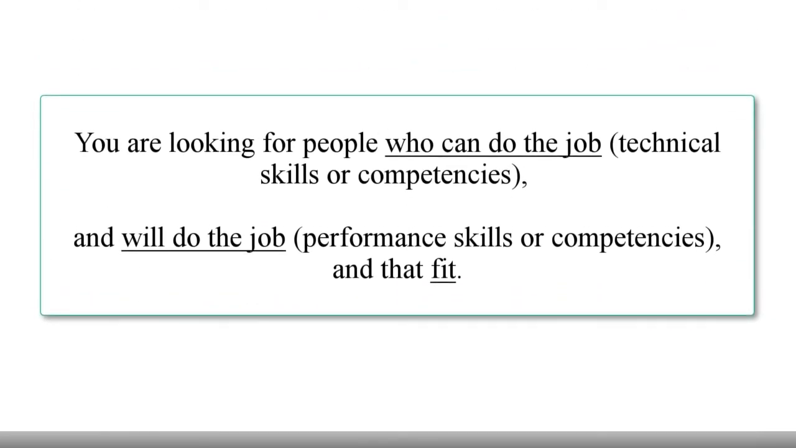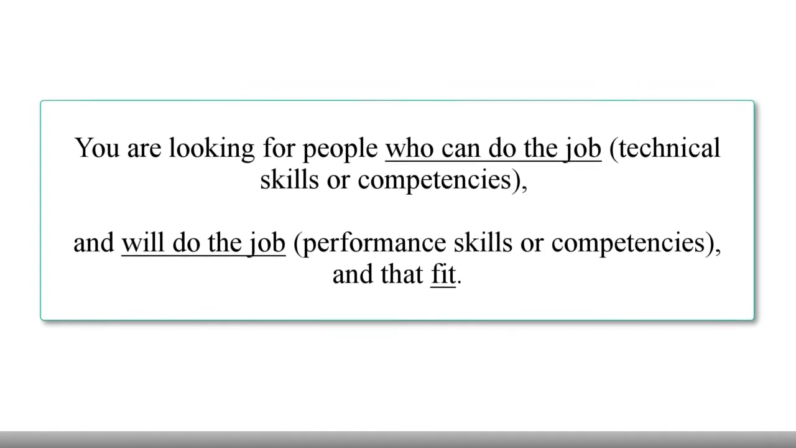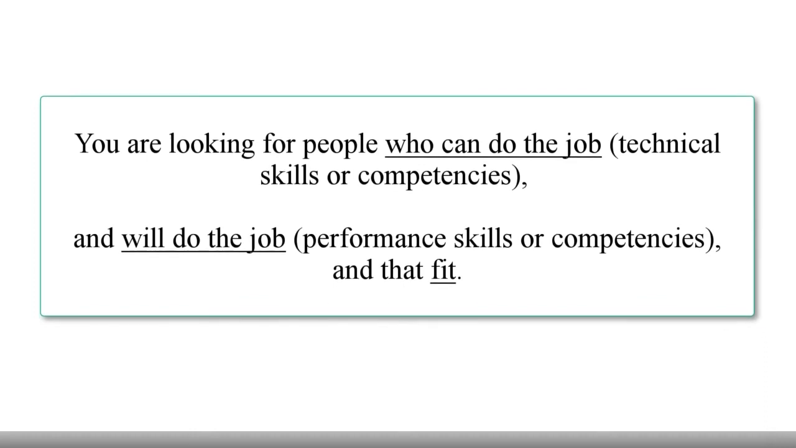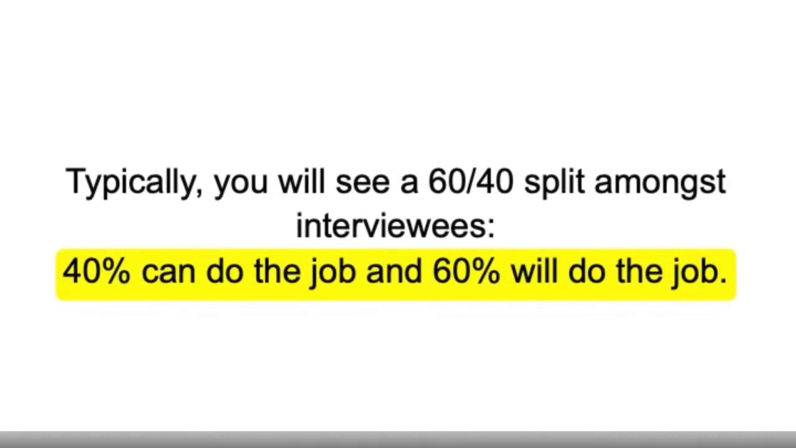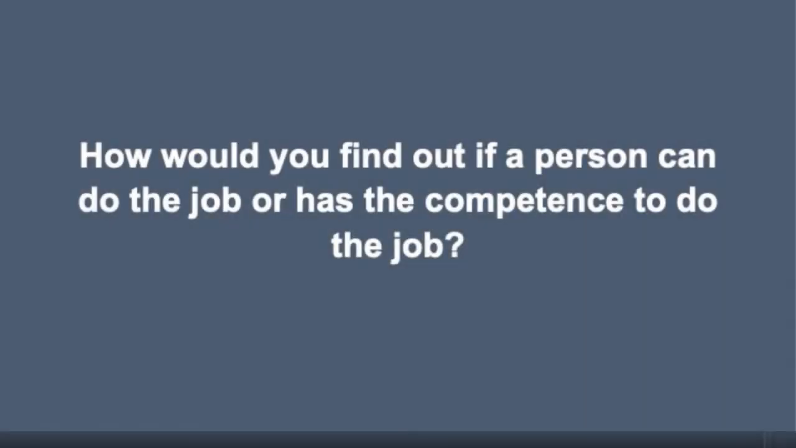In the long run, you are looking for people who can do the job, technical skills or competencies, will do the job, performance skills or competencies, and that fit. Typically, you will see a 60-40 split amongst interviewees. 40% can do the job, and 60% will do the job. Now it's your turn. Think about it. How would you find out if a person can do the job or has the competence, skills, abilities, and knowledge to do the job?